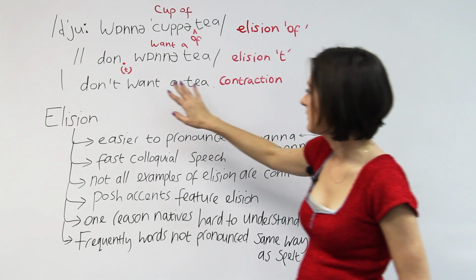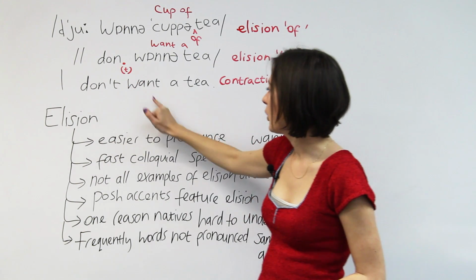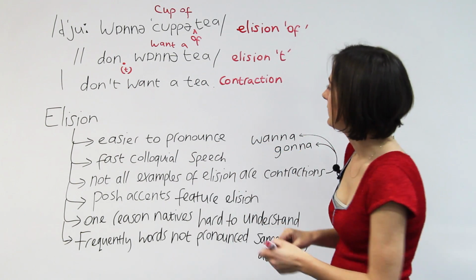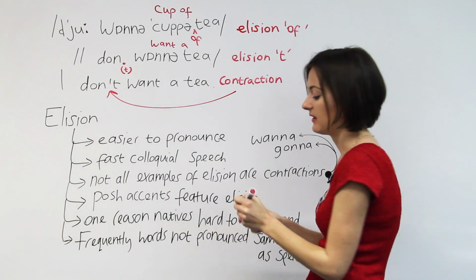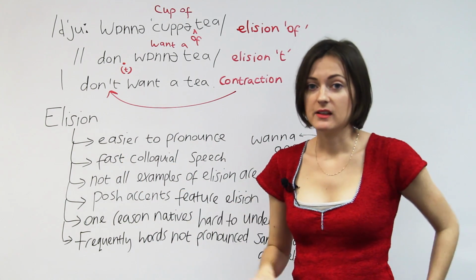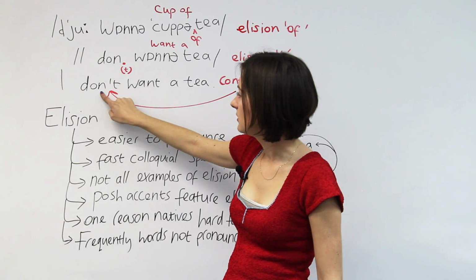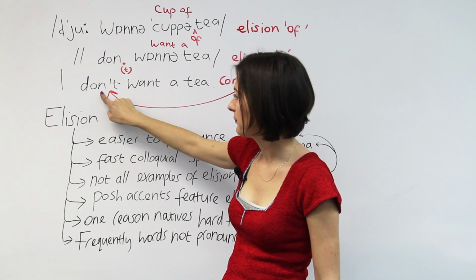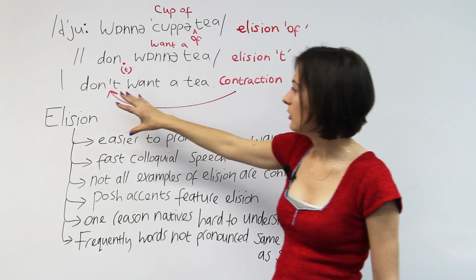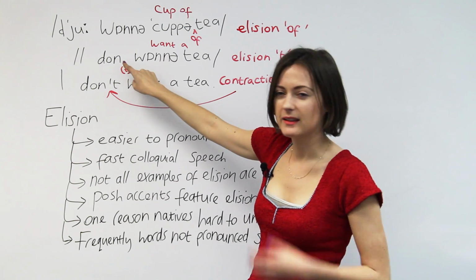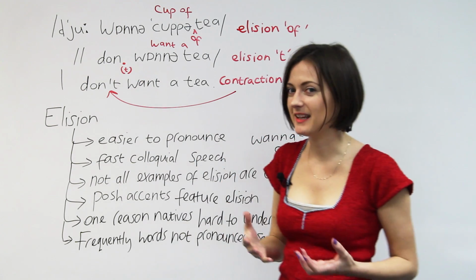What about the next example here? Here I've written it out. I don't want a tea. What we see here is the contraction, and that is standard English. We can write don't like that, do not. I don't want a tea. But you cannot write it exactly how it sounds. You cannot write it "I don't". You need the T there.